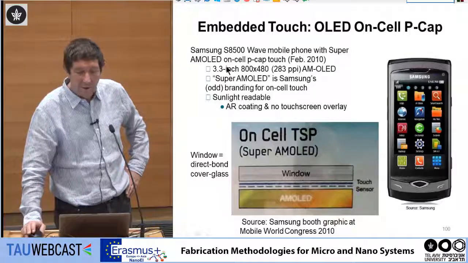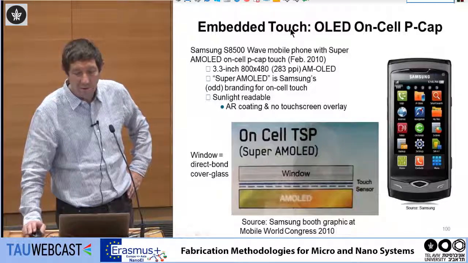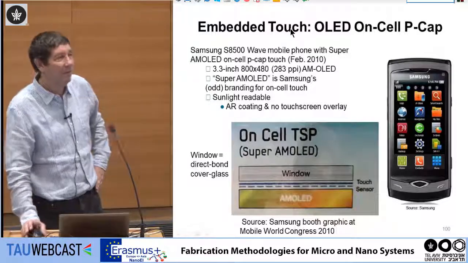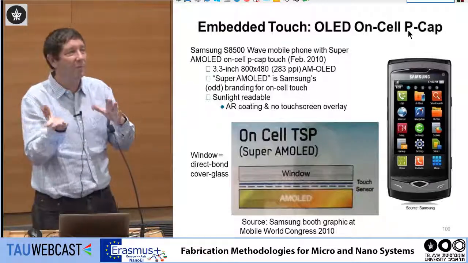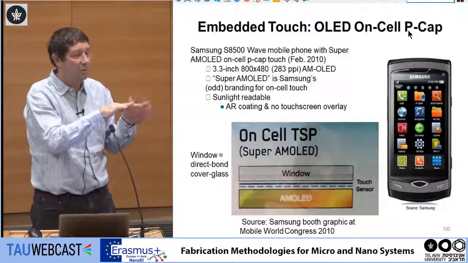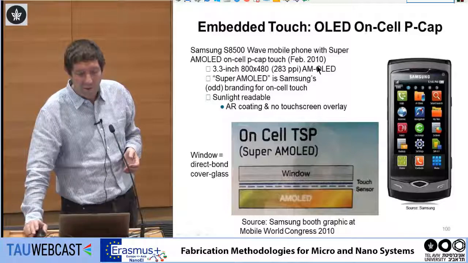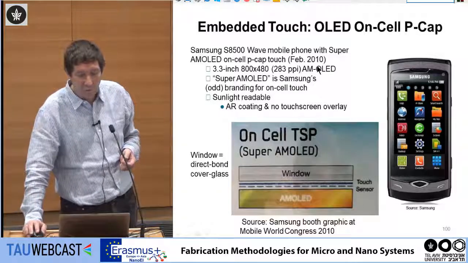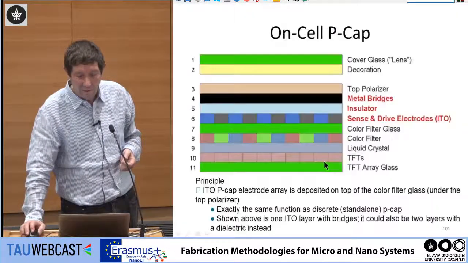And the first device that integrated OLEDs and on-cell proximity capacitors. Remember, I told you there are two methods for sensing. One is the self-capacitance. One is when the electrodes are on the same layer. So this is what's called the Super AMOLED. I don't want to make any commercial for any company, but this was the first one that introduced the screen and the touch screen in the same one. This is called on-cell.